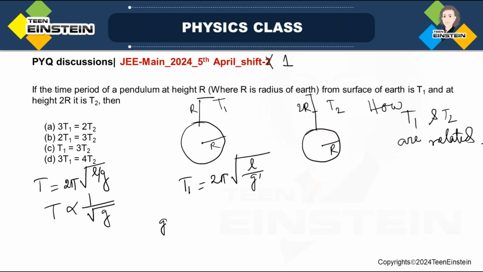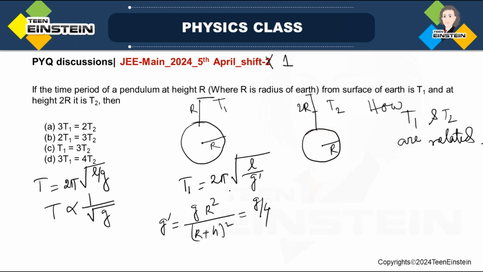So G′, just a few minutes back we have written, this will be G R square by (R plus H) whole square. H is given as R, right? So this will be GR² by 4R². So R square cancel each other. So what we get? We get G by 4.